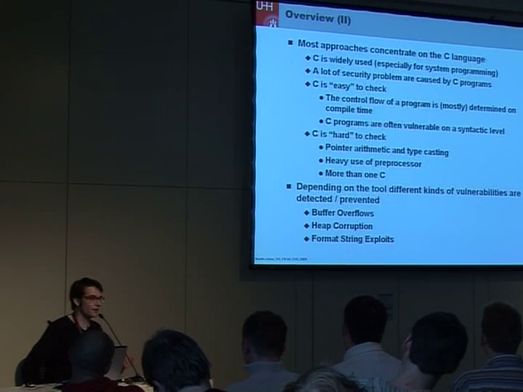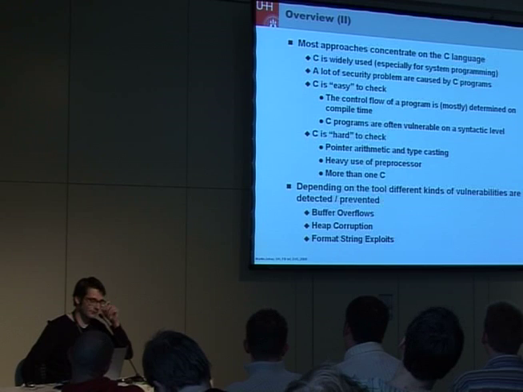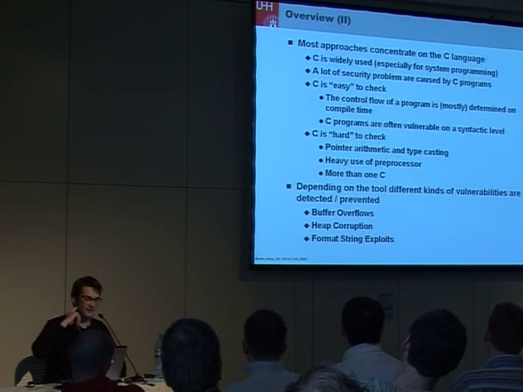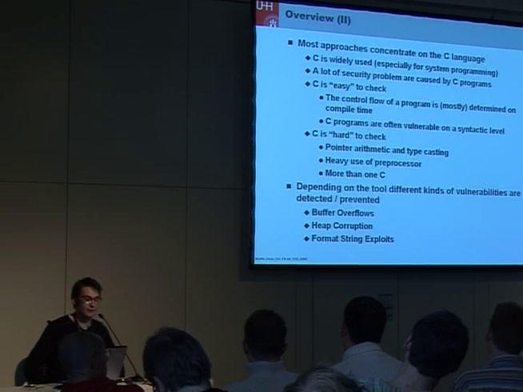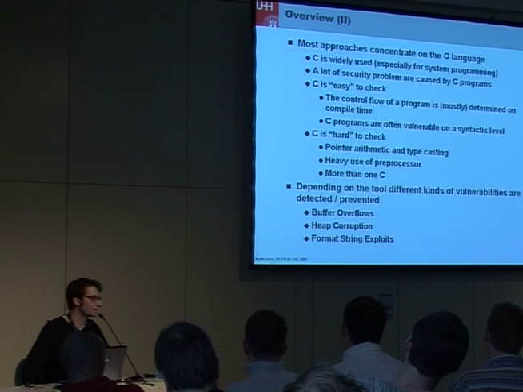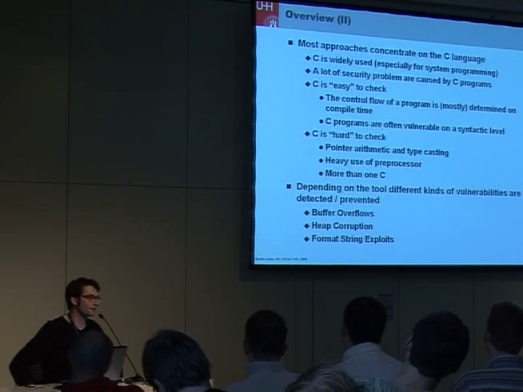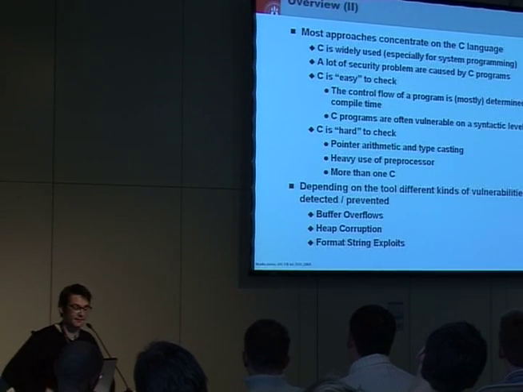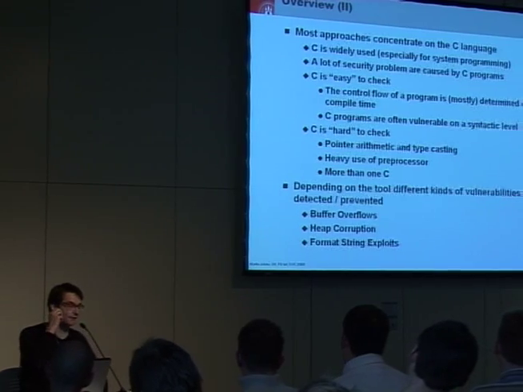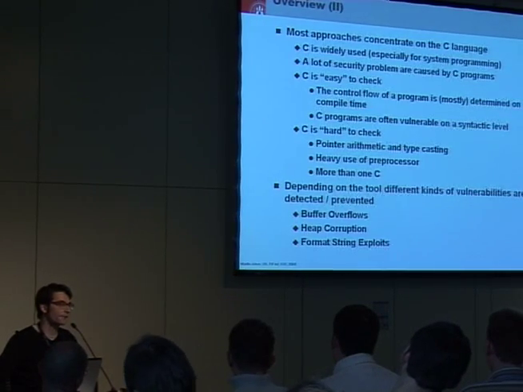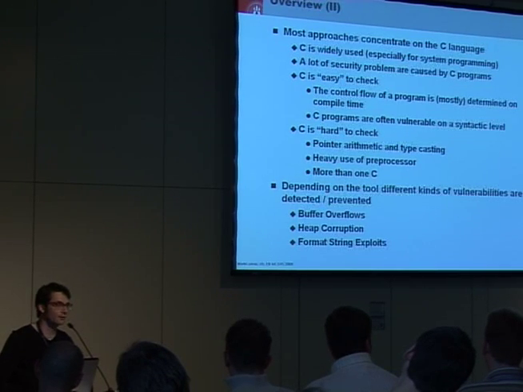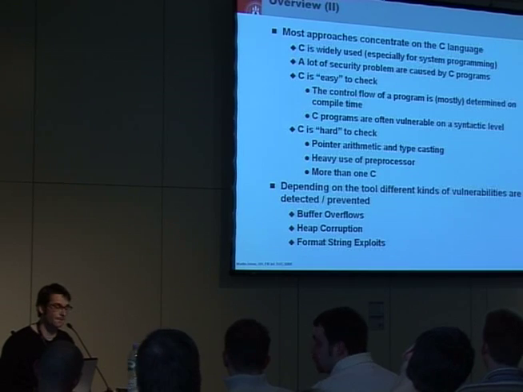Also, C is pretty easy to check. I think this is one of the reasons why a lot of tools look at C but not C++. The control flow of a program, so the stuff that is happening when the program is executed, is mostly determined at compile time. You have something like function pointers, but they are not as heavily used as in, for example, object-oriented programming. And C programs are often vulnerable at a quite easy, unsophisticated, syntactic level. A lot of problems are caused by library functions like string copy. So if you look at all the string copies, you may have a good idea where at least a couple of your security problems may lie.